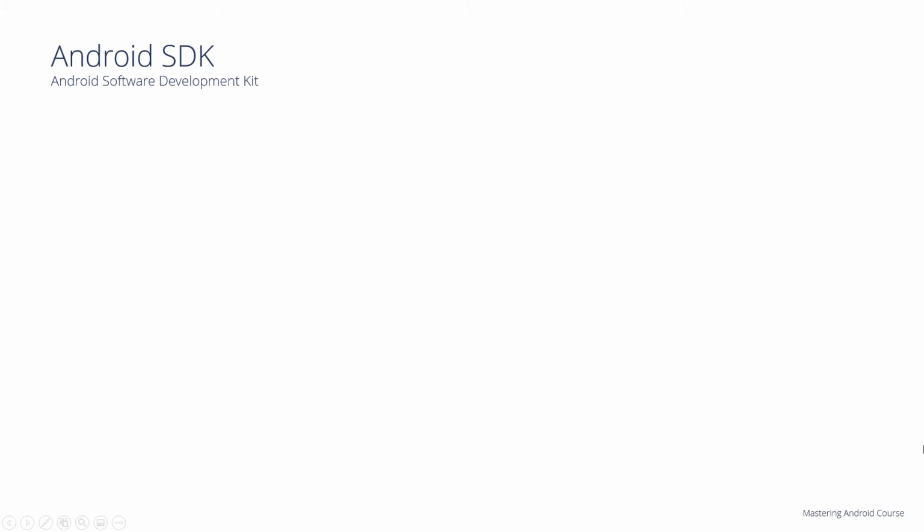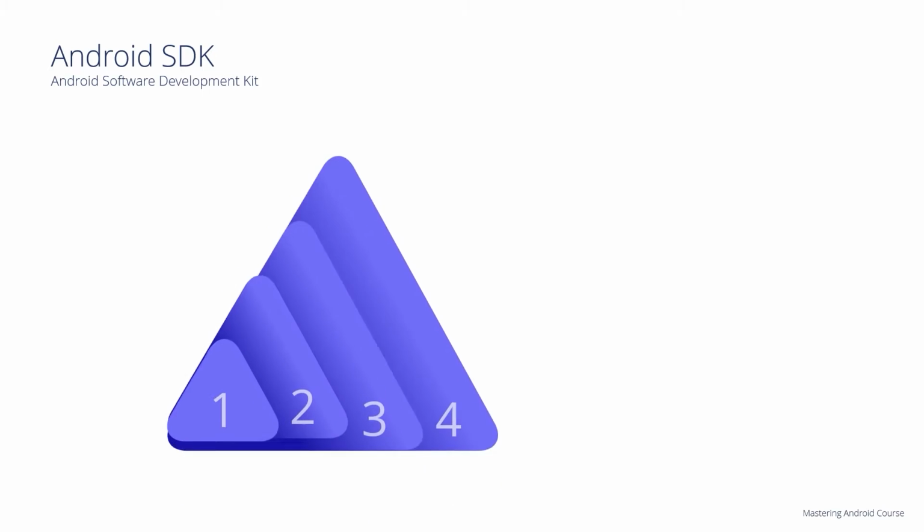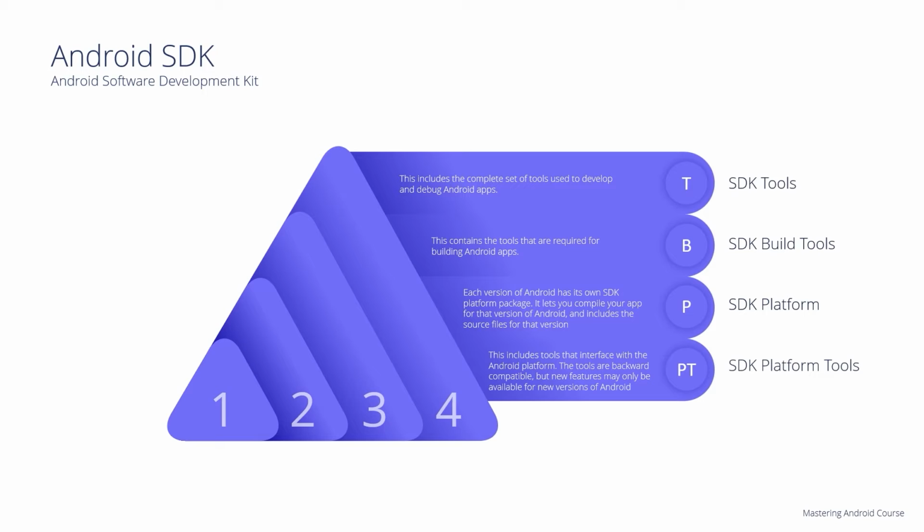Okay. So what is Android SDK? The Android Software Development Kit contains four main components: the SDK tools, the SDK build tools, the SDK platform, and the SDK platform tools. SDK tools includes the complete set of tools used to develop and debug Android apps. SDK build tools contains the tools that are required for building Android apps. SDK platform: each version of Android has its own SDK platform package. It lets you compile your app for that version of Android and includes the source files for that version.